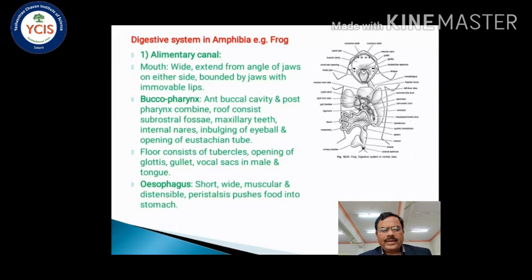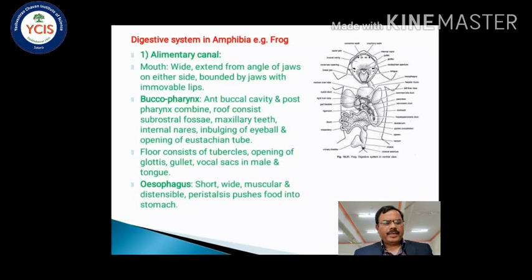The name itself indicates that the buccal cavity and the pharyngeal cavity in combination are known as the buccopharynx or buccopharyngeal cavity. The anterior buccal cavity and the posterior pharynx combine, and the roof of this cavity consists of various structures like subrostral foci, maxillary teeth, internal nares, bulgings of the eyeball, and the opening of the eustachian tube. All these structures are present on the roof, while the floor consists of tubercles, the opening of the glottis, gullet, vocal sacs if the animal is male, and the tongue.